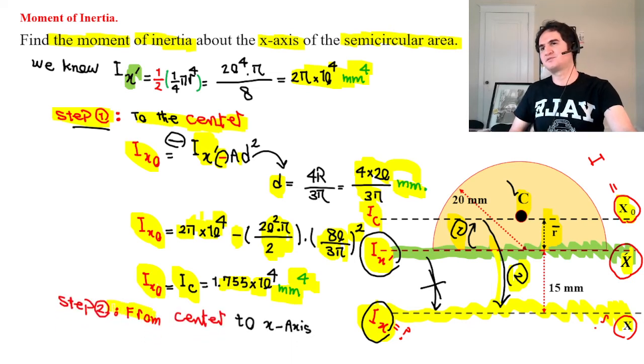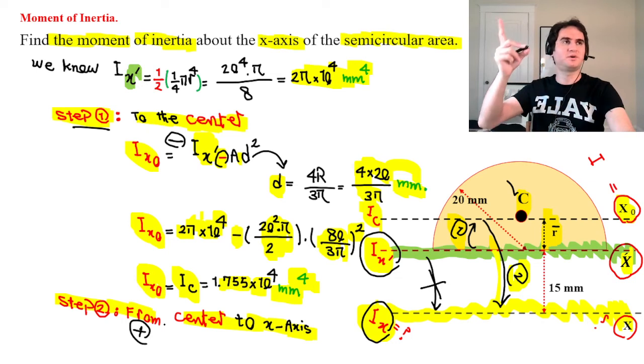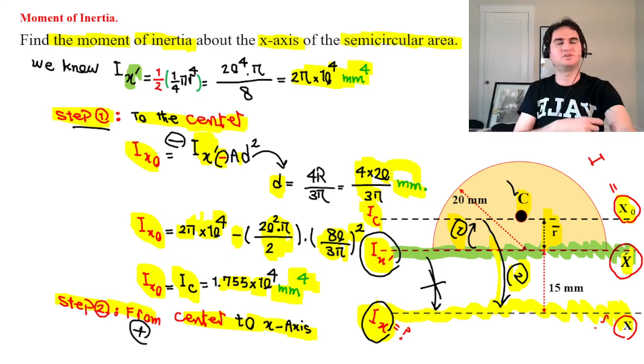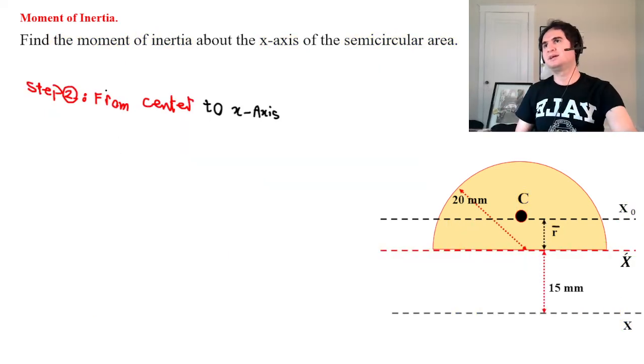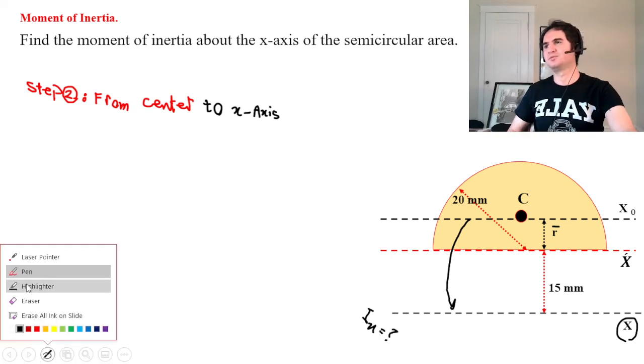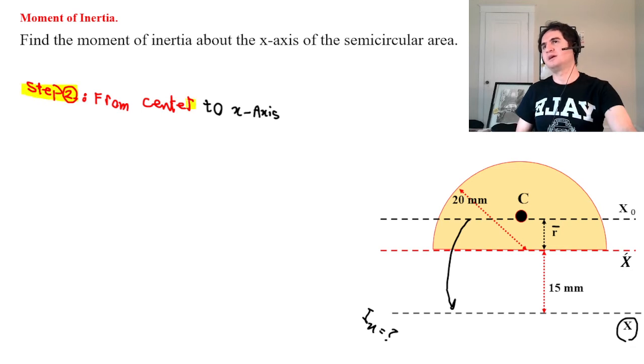Step two is from centroid to the x-axis. From the centroid is a positive. Do you remember that? From the centroid is a positive in the parallel axis theorem. I will provide the link to the parallel axis theorem video at the end of this video as well for you. So step two is from the centroid to the brand new house x, and that gives me Ix, exactly what I'm looking for. From the centroid is again a positive in the sense of the parallel axis theorem.